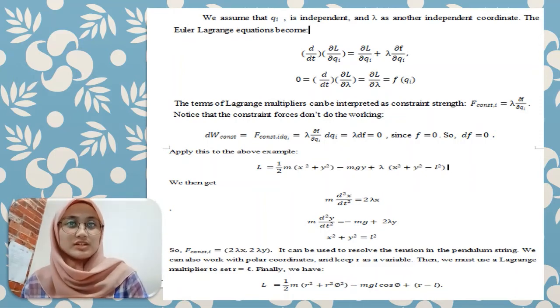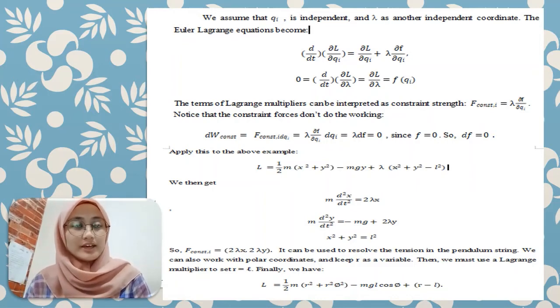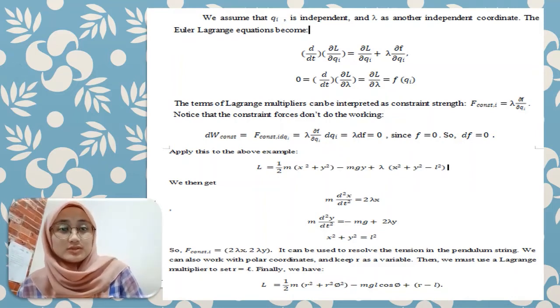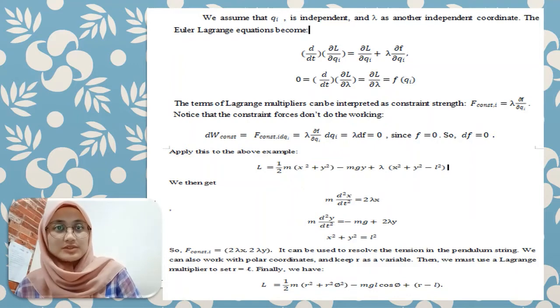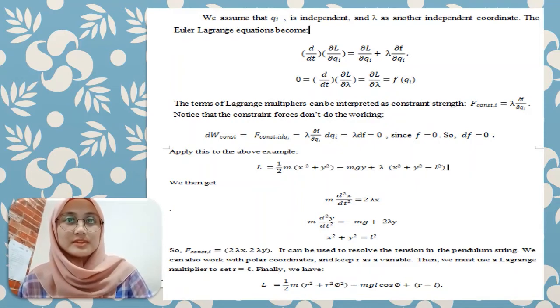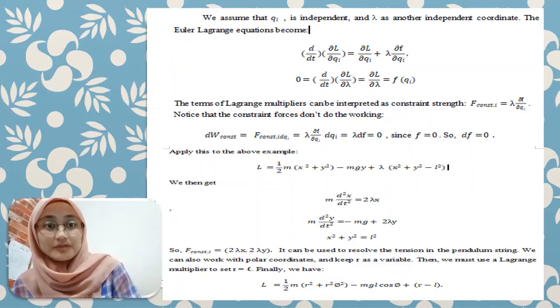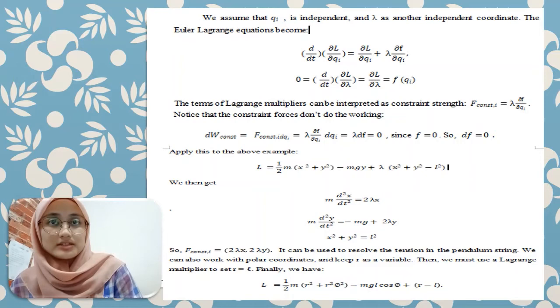The terms of the Lagrange multiplier can be interpreted as a constraint force, which is F constraint equals lambda df over dq_i. And the constraint forces don't do work. Substituting this, we get L equals half m (x dot squared plus y dot squared) minus m g y plus lambda (x squared plus y squared minus L squared). Finally, we get L equals half m (r dot squared plus r squared theta dot squared) minus m g r cos theta plus lambda (r minus L).